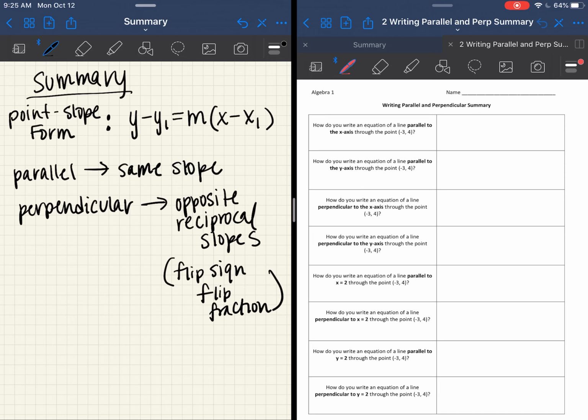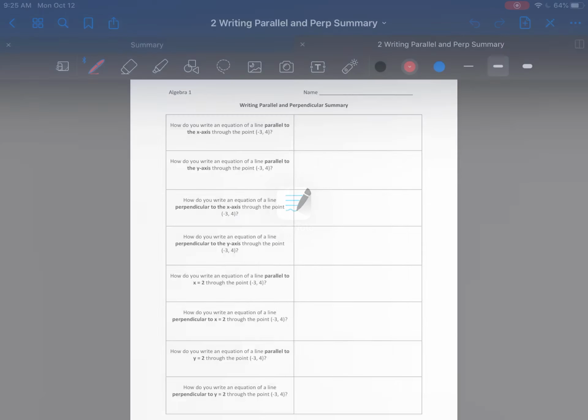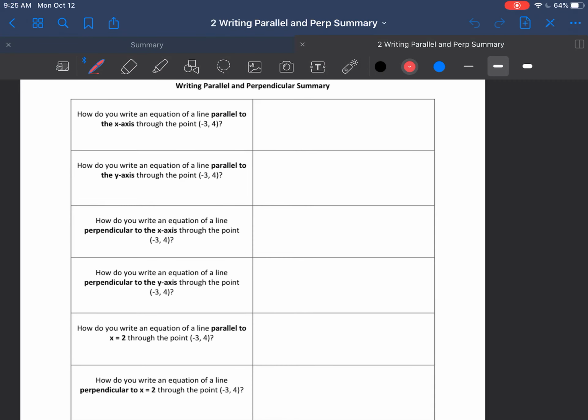Okay, for point slope form, this m is your slope, and then x1, y1 is any point on your line. Any point on the line. Okay, and so we're going to use this fact to fill in these notes.